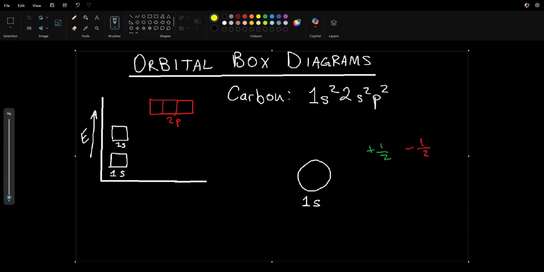Well, the Pauli exclusion principle basically states that each orbital holds 2 electrons, each with opposite spins. So using the Pauli exclusion principle, we can represent this plus 1/2 as being an upwards arrow, just like that, kind of like a number 1. And we can represent this one, the minus 1/2, as being a downwards arrow, like so.